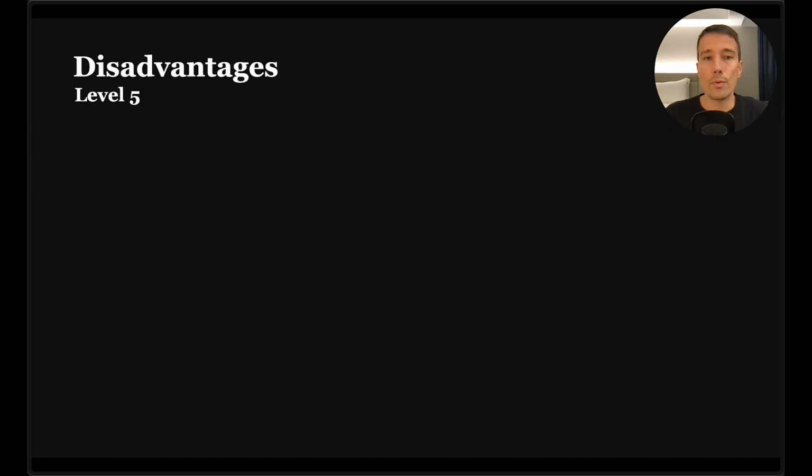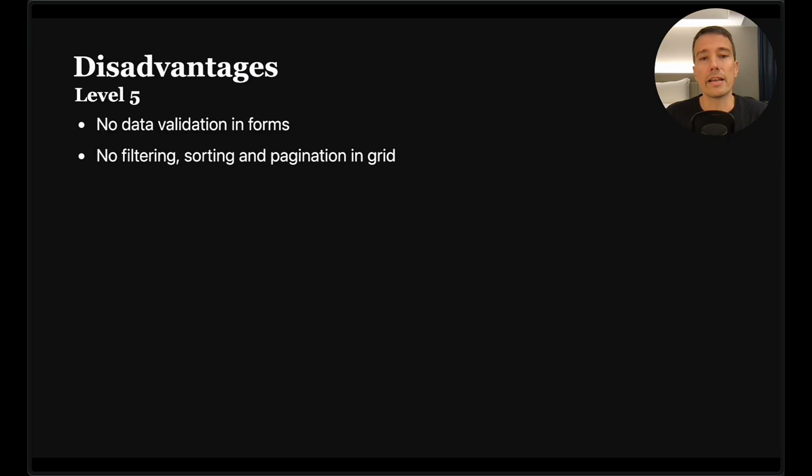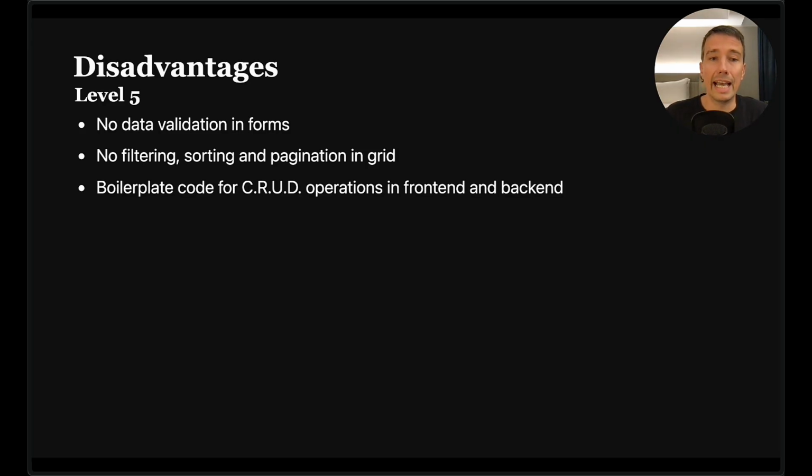Alright, so that was level 5. And as you can imagine, there is still so much more we can do, especially from a user perspective. Until now, we have no data validation on the frontend when users create or update a task. We cannot do things like filtering, sorting, or pagination in the task grid. And we still have a lot of boilerplate code to support the simple CRUD operations, especially in our backend.